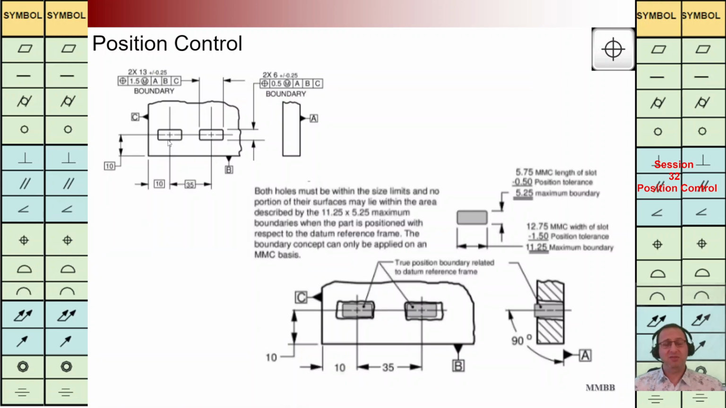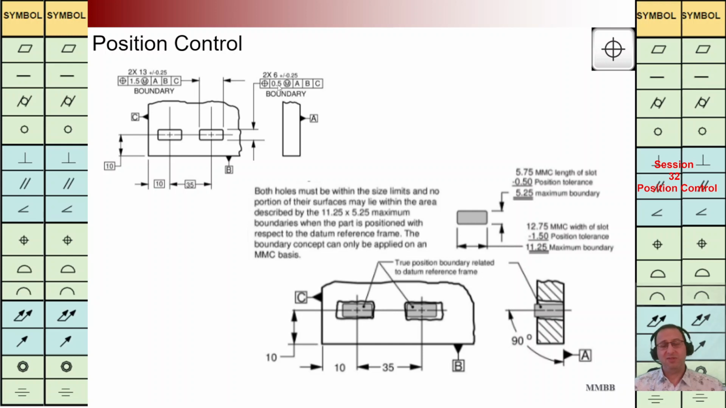In this example, we are going to control the position and orientation of these two holes back to ABC in horizontal direction. In this direction, we are going to have an offset of 1.5 between these two parallel surfaces. And for vertical direction, we are going to have an offset of 0.5.